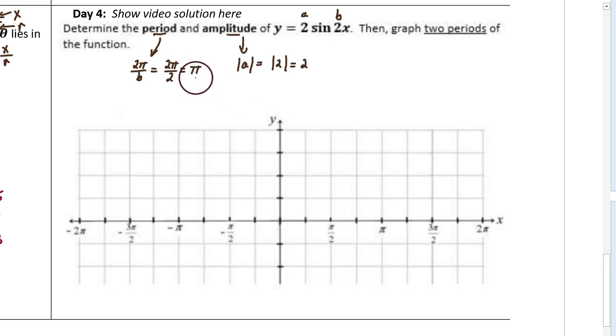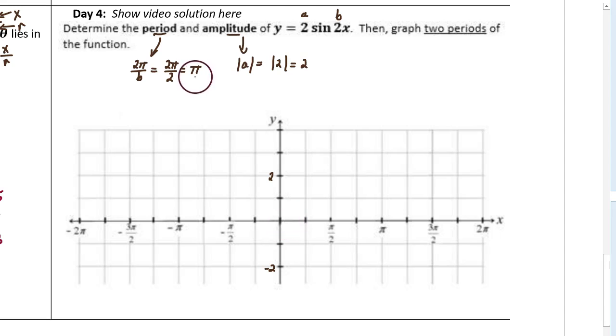The period is used to label the x-axis with appropriate marks. The amplitude is used to label the y-axis with appropriate marks. Because the amplitude is 2, we need to go up 2 units from the origin and label that as positive 2, and go down 2 units and label that as negative 2. That will give us the maximum and minimum, the height of the bumps of the curve.